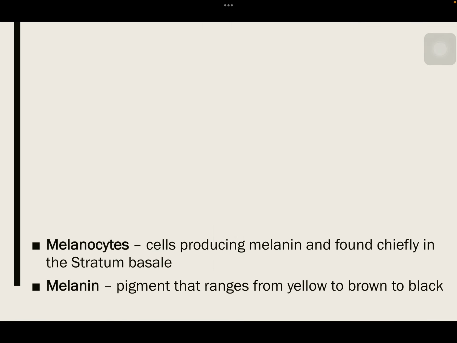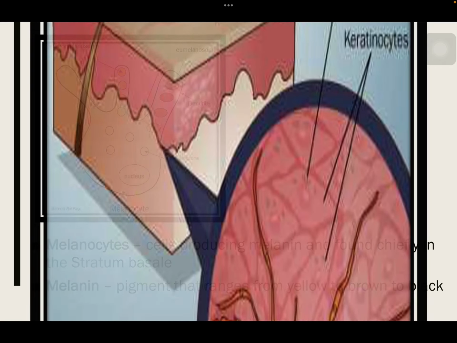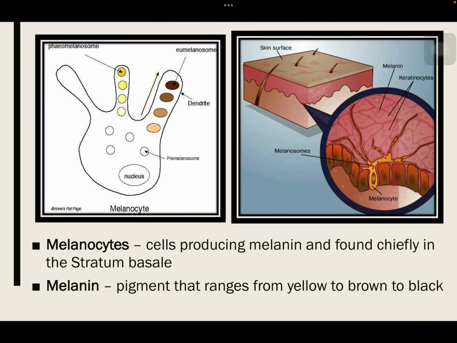Next, we have your melanocytes. Your melanocytes are the cells producing melanin that are found chiefly in stratum basale. Melanin is the pigment that ranges from yellow to brown to black. It is not the amount of melanin that identifies the skin color of a person, but rather the amount of melanocytes present in one person.